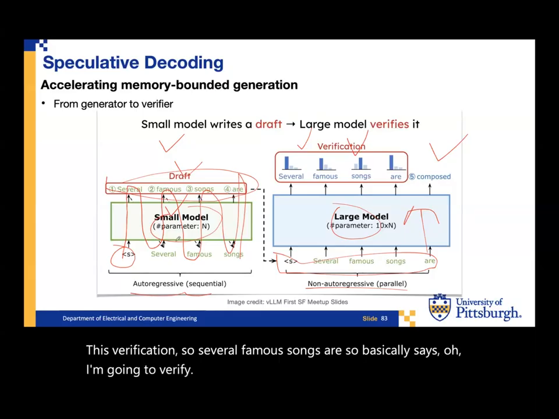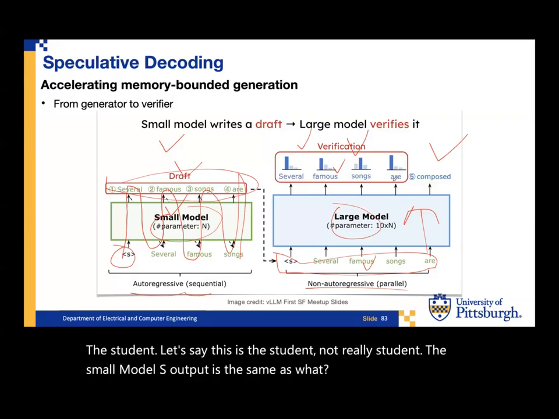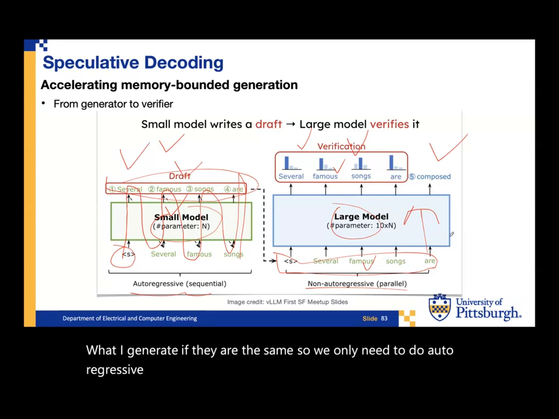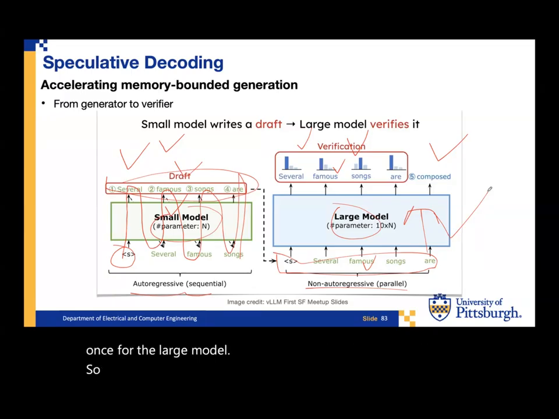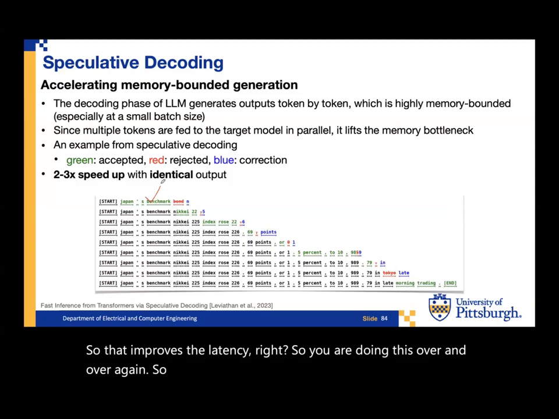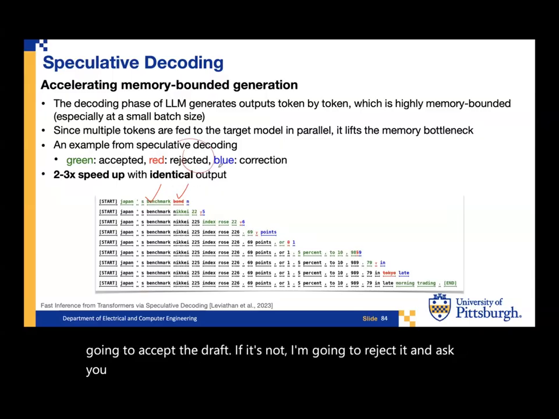the student. Let's say this is the student, not really a student. Is the small model output the same as what I generate? If they are the same, we only need to do autoregressive many times for the small model and do verification once for the large model. So that improves the latency, right? You are doing this over and over again. If it's green, it means I'm going to accept the draft. If it's not, I'm going to reject it and ask you to regenerate this. And the blue one is the correction. By doing this, you can get a 2 to 3 times speed up.